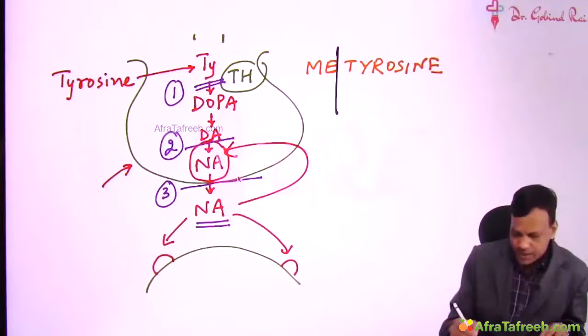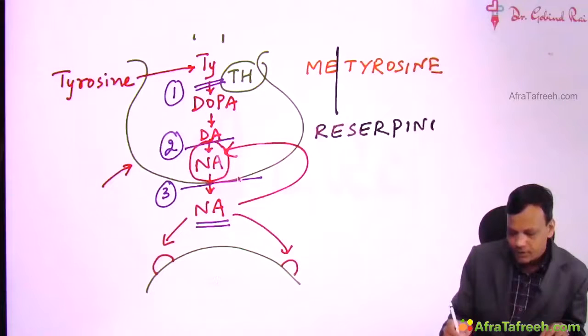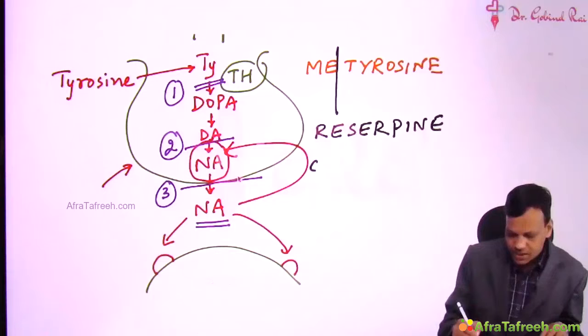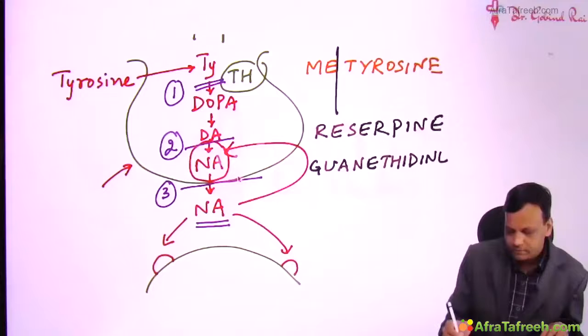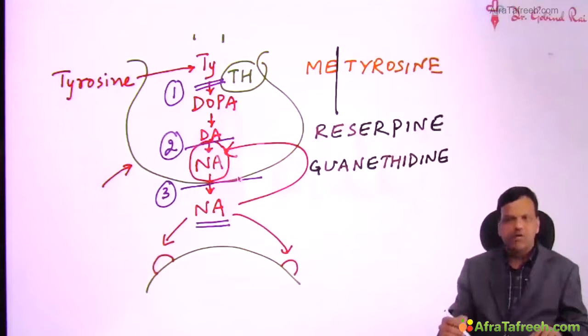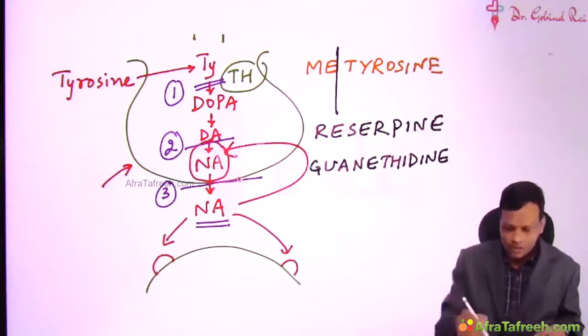Now the drug which inhibits the entry of dopamine into the vesicle is reserpine. Reserpine inhibits the entry of dopamine into the vesicle. And the third drug, which inhibits the release of noradrenaline, is guanethidine. So the three drugs, metyrosine, reserpine and guanethidine, decrease noradrenaline in the synapse, so they decrease the sympathetic activity.